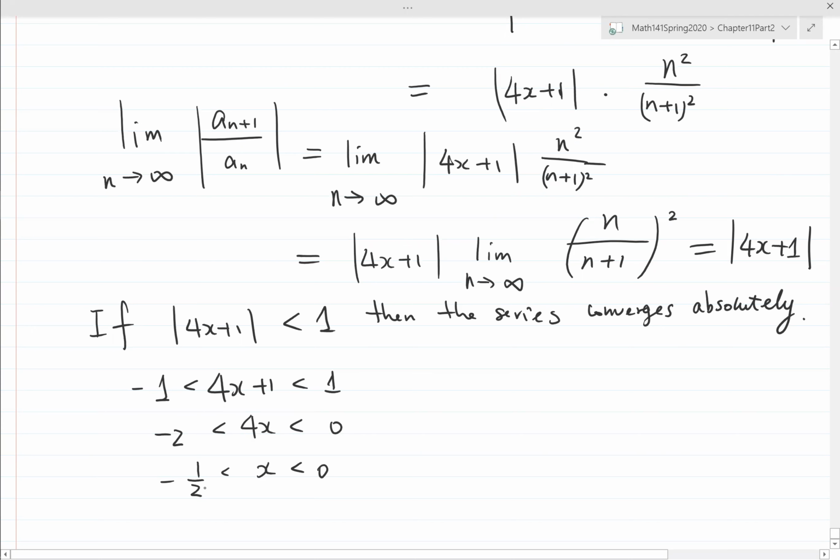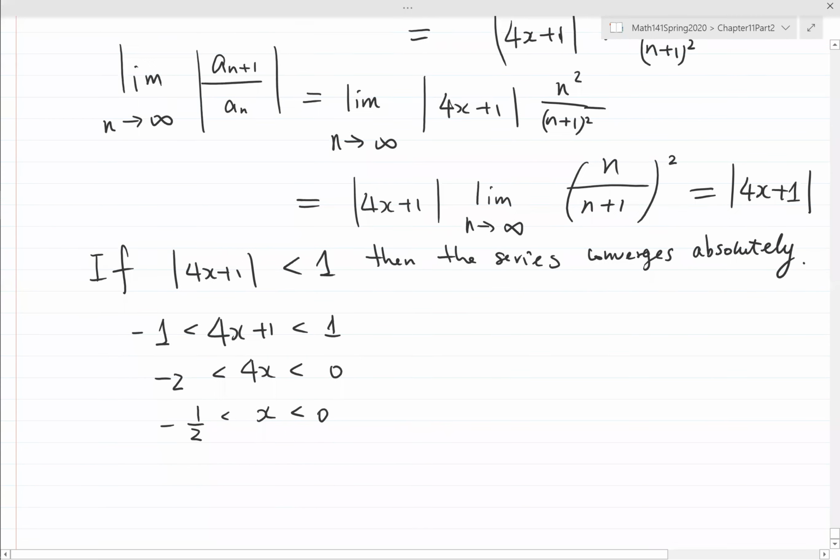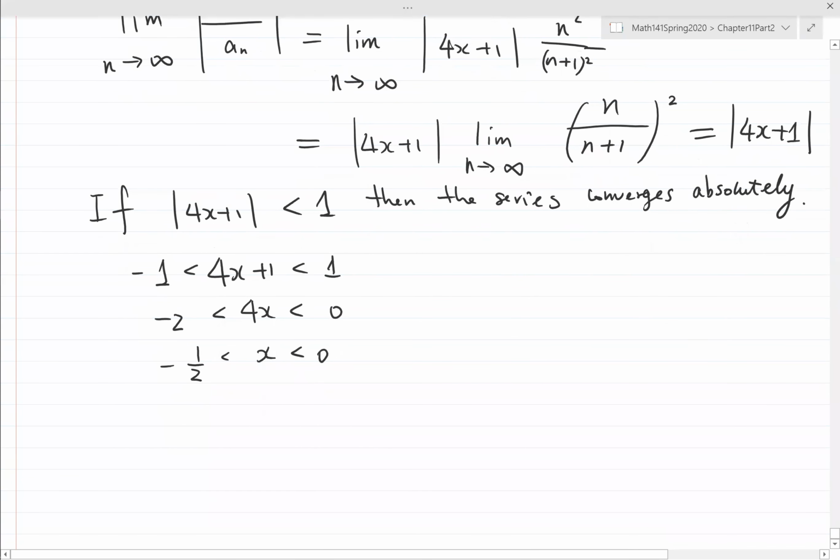Okay. Now we need to consider what happens at the boundary, because the ratio test fails when the ratio is 1. So we need to check what happens when the ratio is 1. If the absolute value of 4x plus 1 equals 1, the ratio test fails. We don't know whether it converges or diverges, so we need to check. That is, x equals 0 or -1/2.